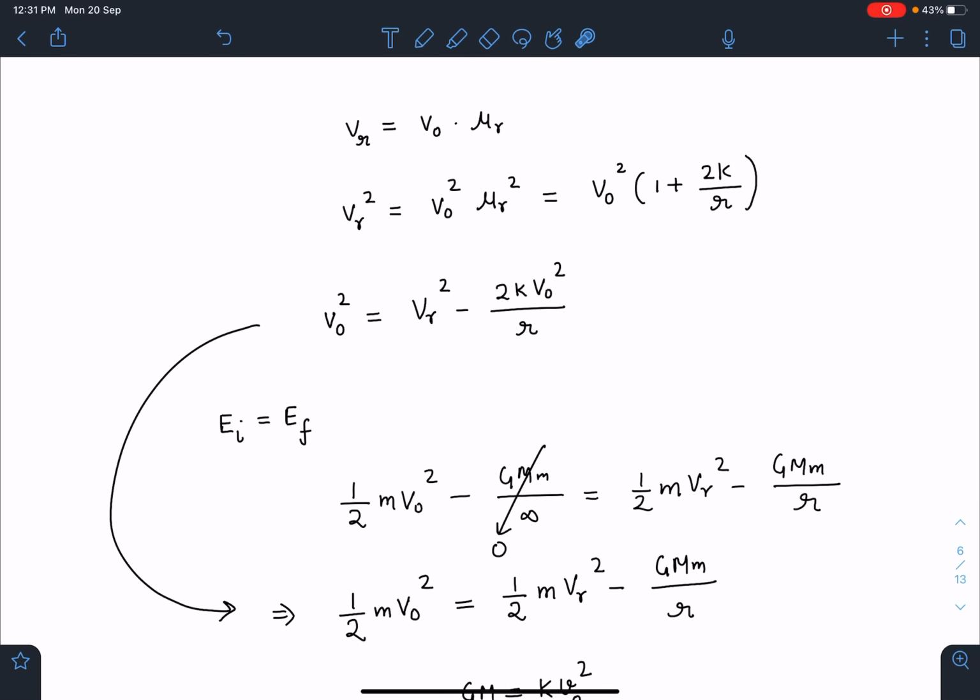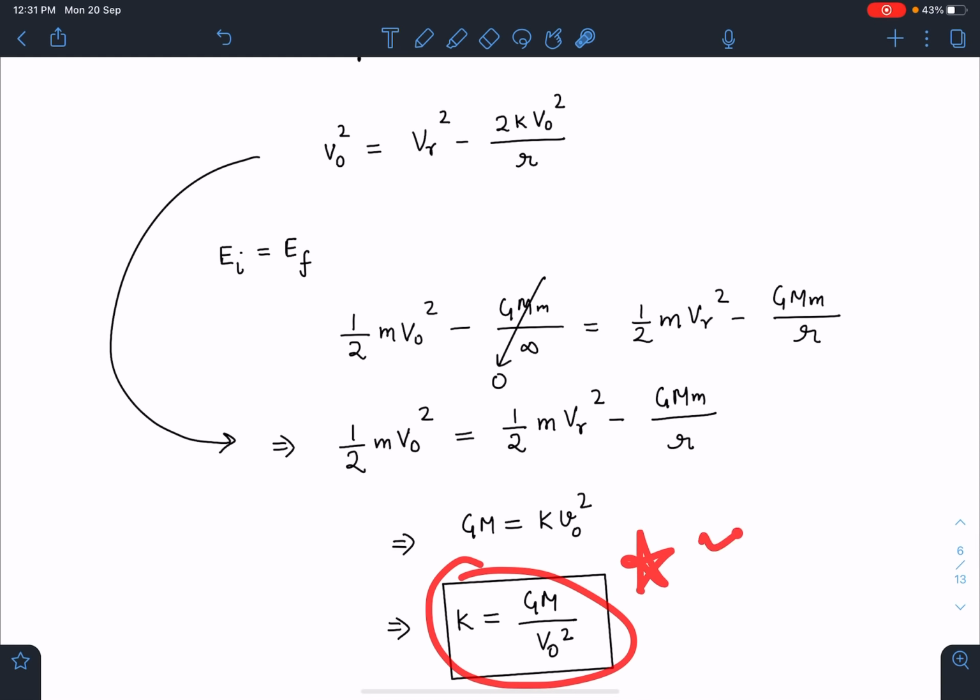If you compare this equation and this equation, I hope they look familiar to you, and that's the reason this becomes a very smart solution in my opinion. Here we can just compare and we can find the value of GM by v naught square. This is the value of k.